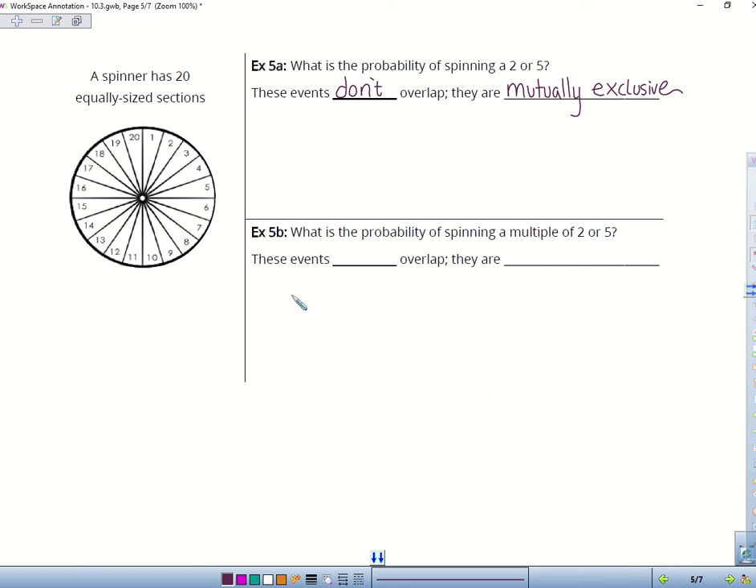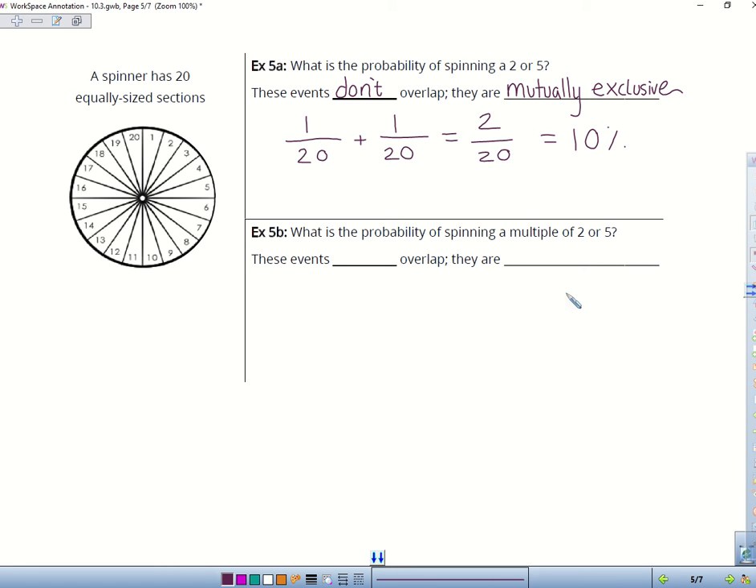So, what is the chance of spinning a 2? 1 out of 20, which is 5%. Plus, we're also okay with getting a 5, which is 1 out of 20. That gives me 2 out of 20, or 1 out of 10, which is 10%. So each one that you add into the situation is going to be an additional 5% chance.